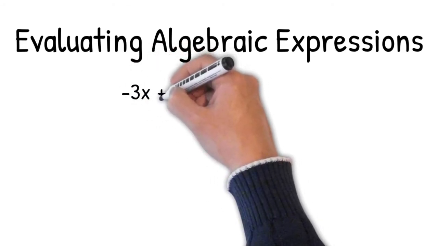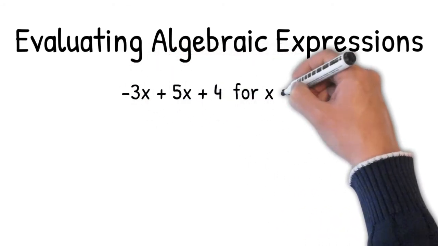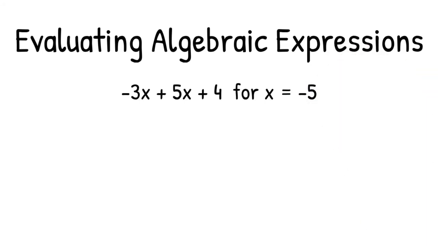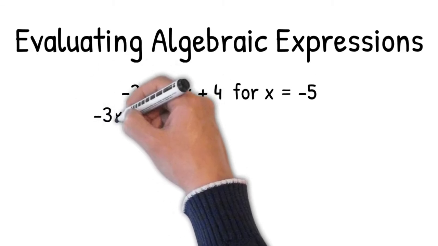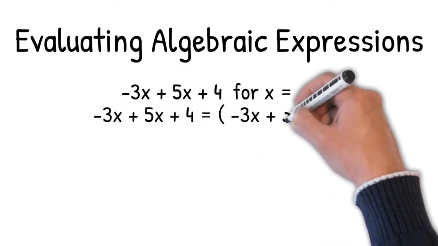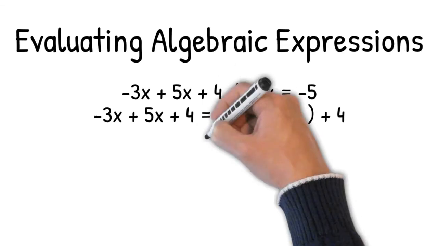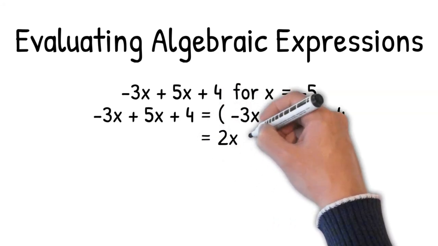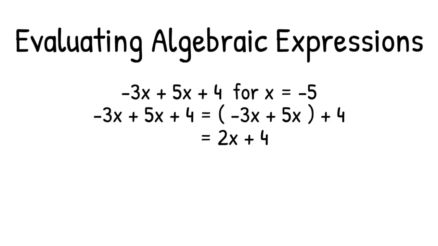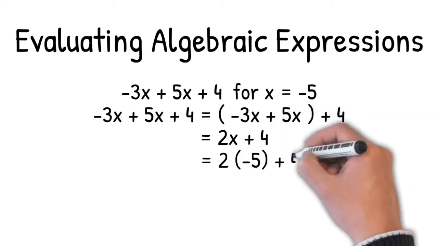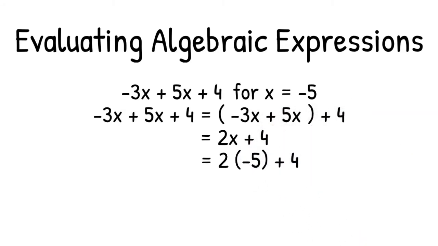Now let's step it up just a little bit. Let's simplify and evaluate negative 3x plus 5x plus 4 for x equal to negative 5. First, let's separate out the like terms: negative 3x plus 5x, in parentheses, plus 4, a constant. Negative 3x plus 5x is equal to 2x plus 4. Now substitute in the negative 5 in place of x, and we have 2 times negative 5 plus 4, which is equal to negative 10 plus 4, which then is equal to negative 6.